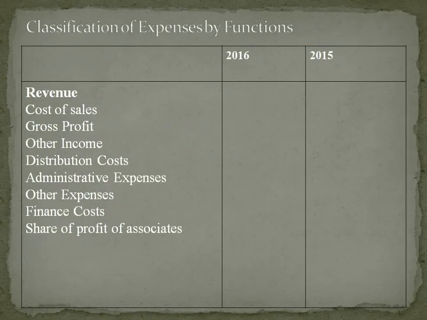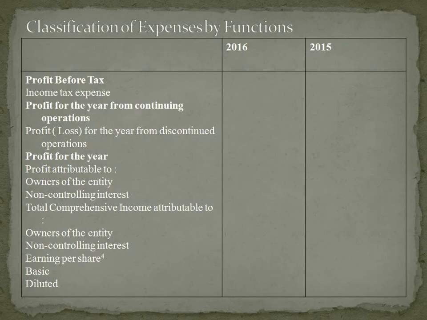The next format is expenses by function. Revenue, cost of sales, gross profit, other income, distribution cost, administrative expense, other expense, finance cost, share of profit of associates. Profit before tax, income tax expense, profit for the year from continuing operation, profit or loss for the year from discontinued operation, profit for the year, profit attributable to owners of entity, non-controlling interest, total comprehensive income attributable to owners of entity, non-controlling interest, earnings per share, basic EPS, diluted EPS.